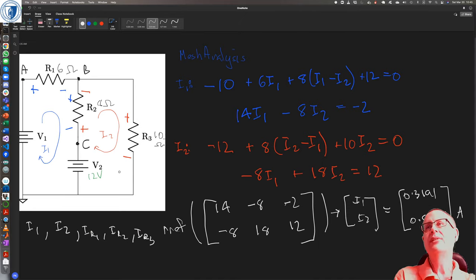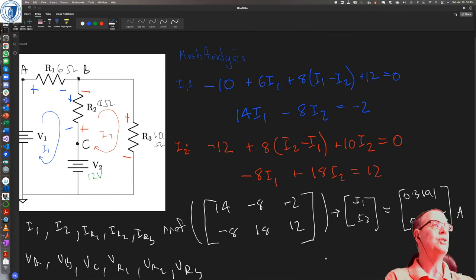So that's one set of things we need. The other set of things we need are VA, VB, VC, and similarly VR1, VR2, and VR3.